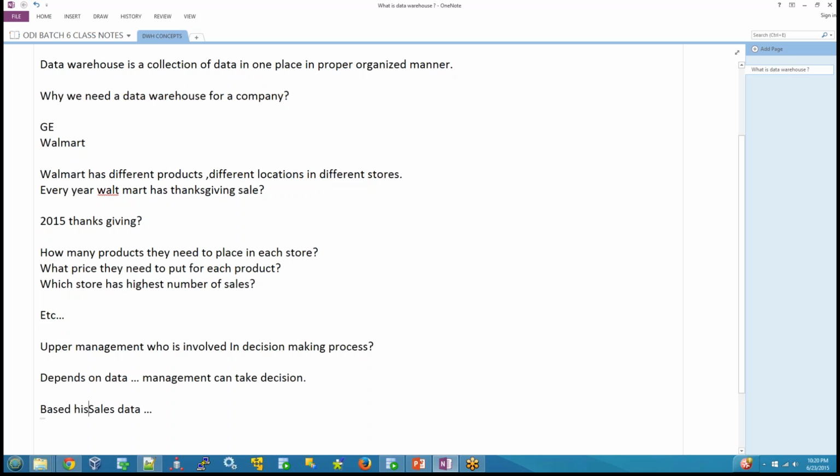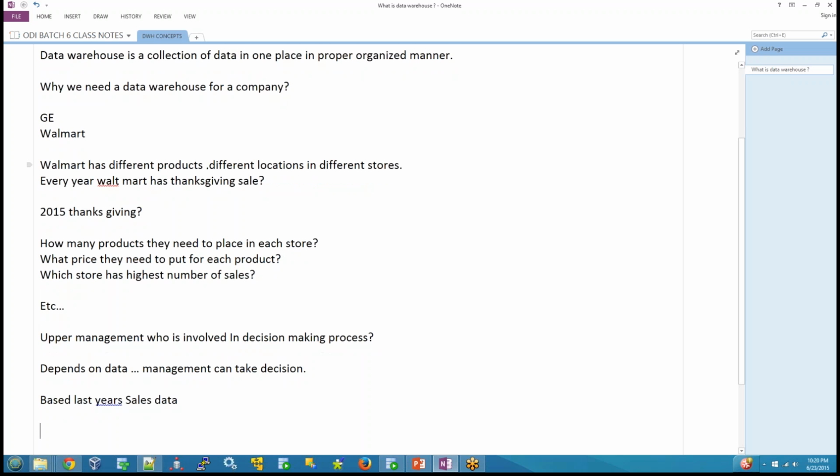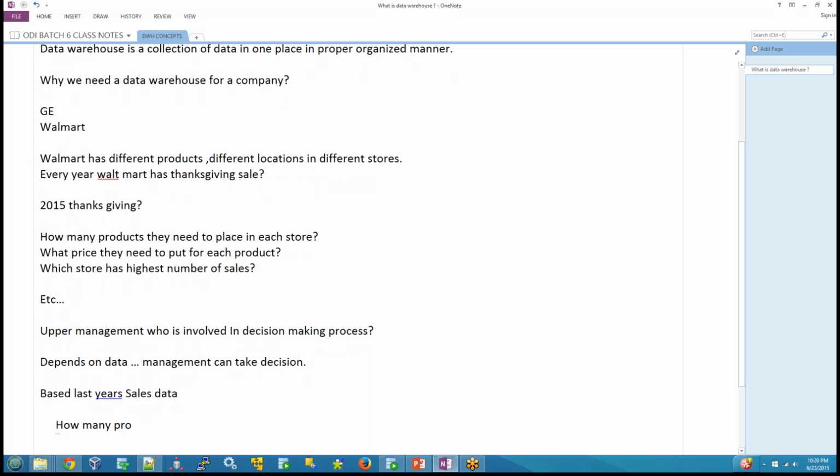Based on what sales data? Based on the historical sales data, for example, last year's sales data. Let's see how many products each store sold in 2014 Thanksgiving, and 2013 Thanksgiving, and 2012, 2011, and 2010 Thanksgiving. So how many they sold in 2010, in 2011, in 2012, in 2013, in 2014.